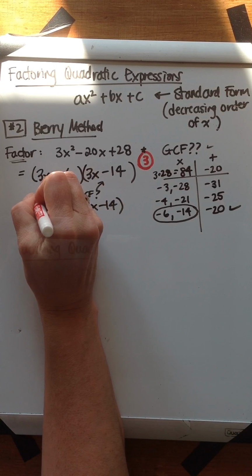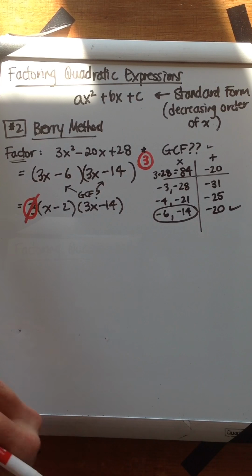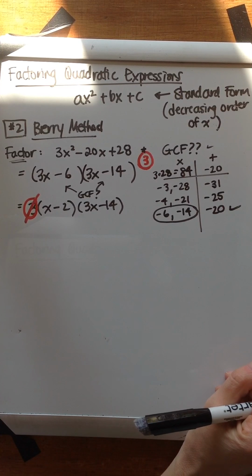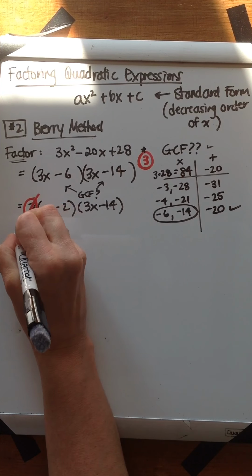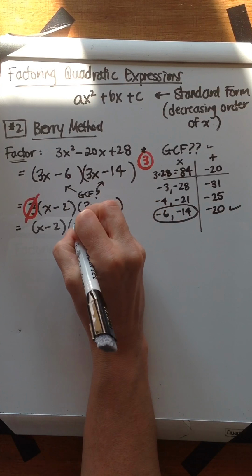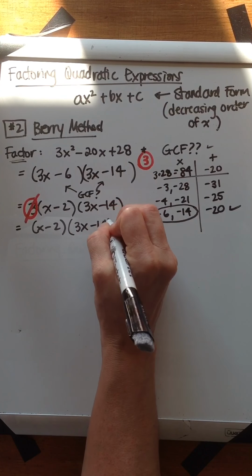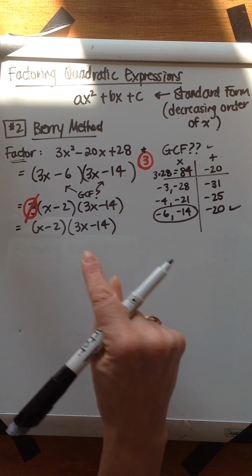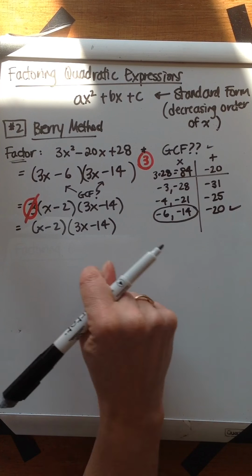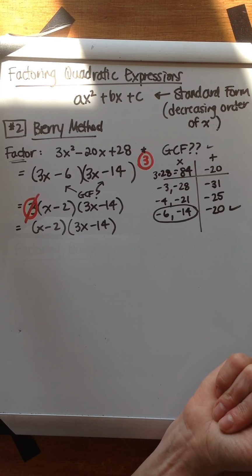So where is it? It's right here. We take it out, and I'm totally happy if you just leave your final answer looking like that. Okay? If you'd rather have it cleaned up, you could just say the final answer is x minus 2 times 3x minus 14. And if you were to FOIL this out, you should end up with this as an answer, and that's how you'll know you got it right.